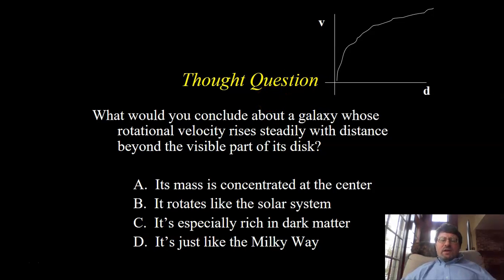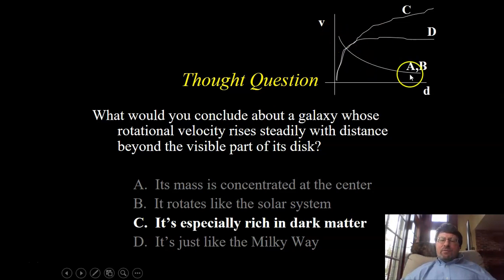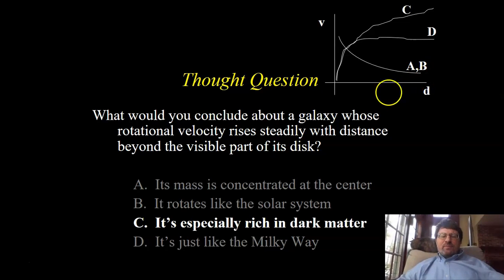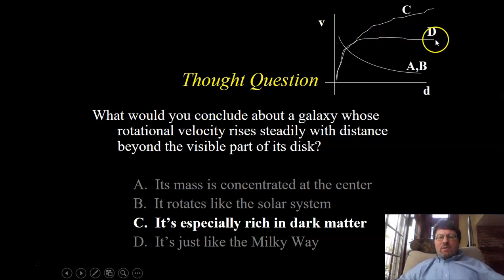Well, the answer here is not that the mass is concentrated at the center or that it rotates just like the solar system. Those two answers are actually the same kind of idea. They would result in a rotation curve which is large in the middle and then decreases as you get further and further away, like the first rotation curve that we looked at in this chapter. And D, it's just like the Milky Way? No, the Milky Way and other spirals like Vera Rubin studied, they come up and they plateau and maybe oscillate a little bit, but are more or less flat.